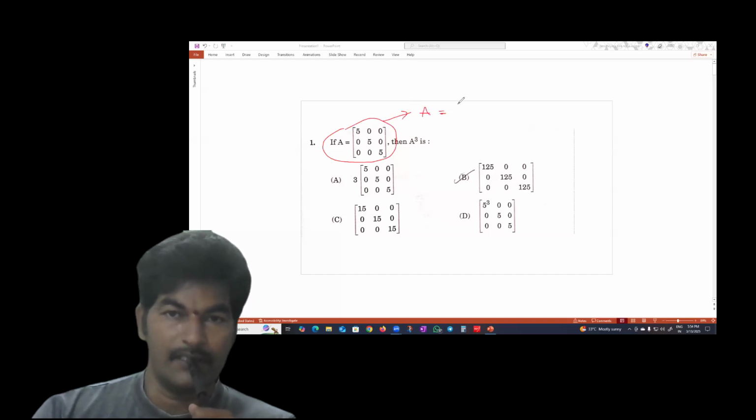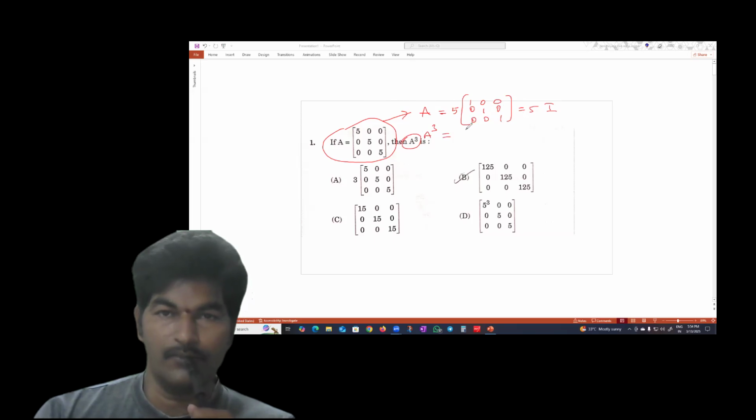if you take 5 as a common factor, then you can see 1, 0, 0; 0, 1, 0; 0, 0, 1, the identity matrix, right? So you can write 5 into I. And now as a next step, he is asking A cube, so cubing on both sides, 5 cube into I cube.